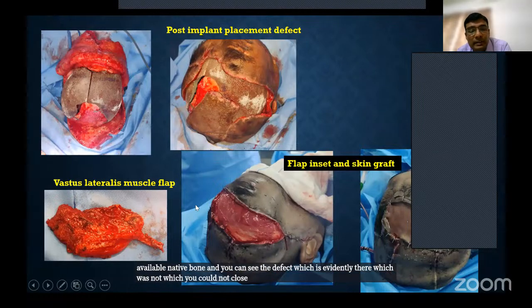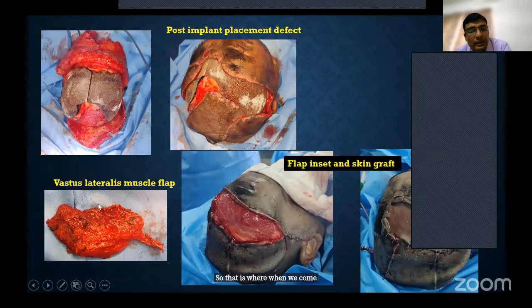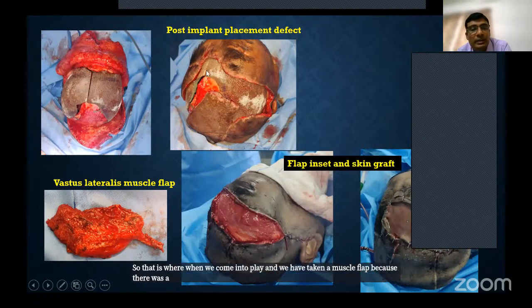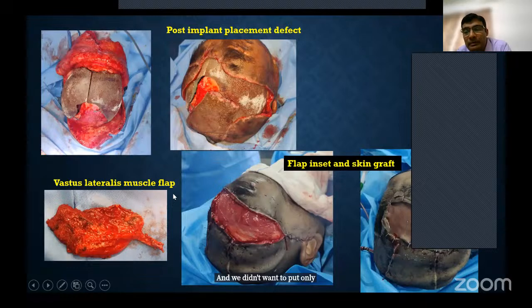That is where we come into play, and we had taken a muscle flap because there was a small risk of infection because of tiny raw areas, and we didn't want to put only a skin flap. A muscle flap is more robust in blood supply and protects the implant well also.